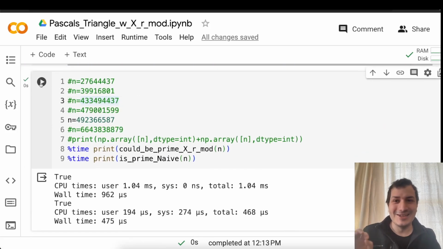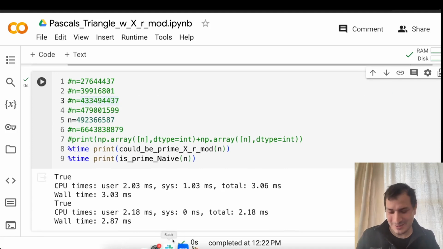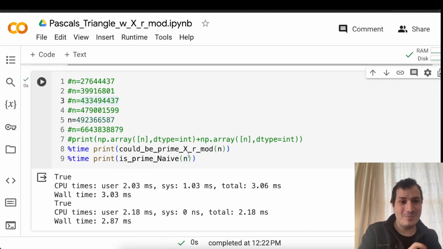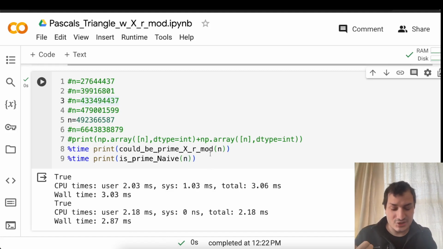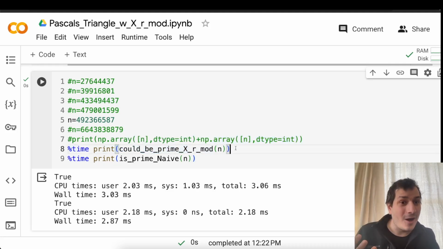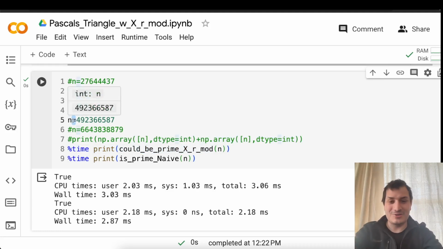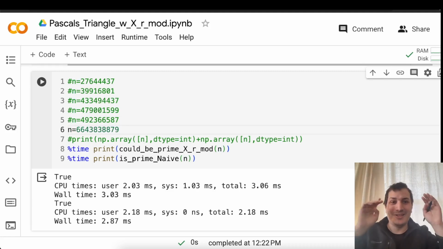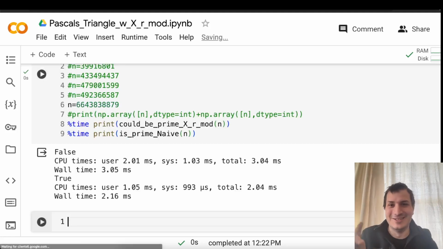And it is sometimes about the same speed as doing it the naive way. So as the numbers get bigger and bigger, the could be prime function should eventually be faster, because the is prime naive scales with square root of n, but this xr mod thing goes by log n, which is supposed to be very nice. However, if you start to put in numbers so big that one would be faster than the other, so if you replace this value of n with the next bigger value of n, this is a prime number I found on Wikipedia, it turns out that the whole thing breaks.